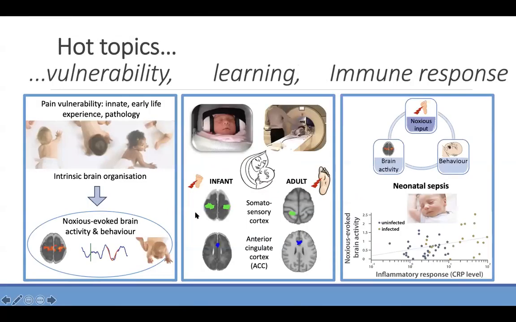So these are the types of topics I'm going to talk about. We're going to talk about pain vulnerability. We're going to look at how pain matures from the infant to the adult, and also early life pain and how the interaction between the brain activity and behaviour can be better understood.